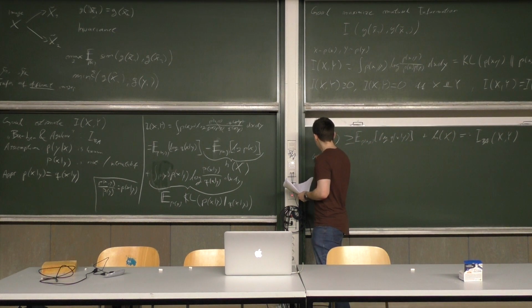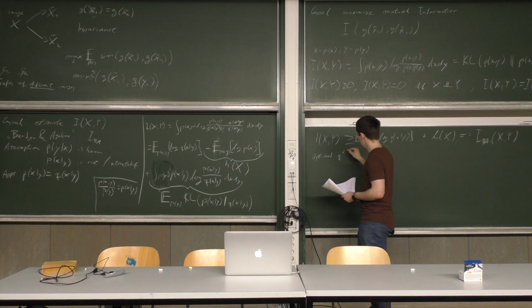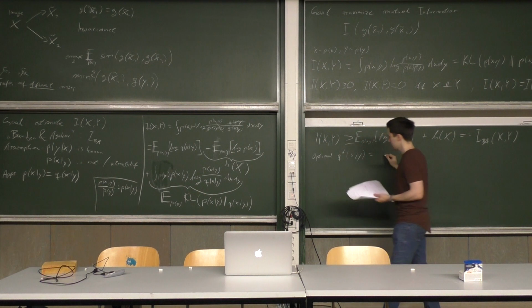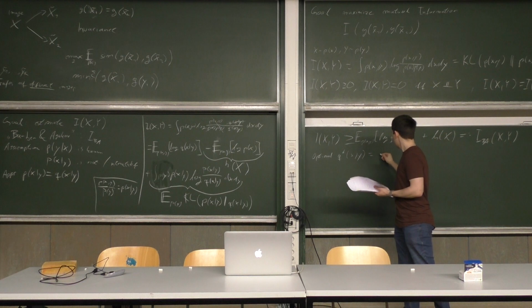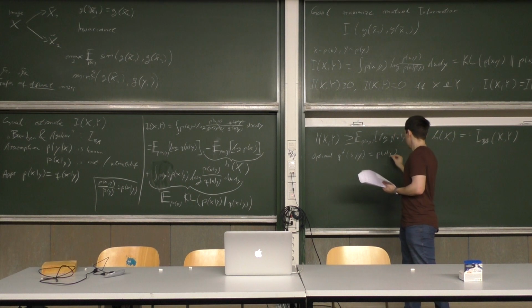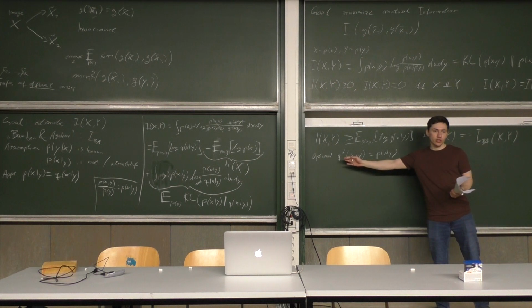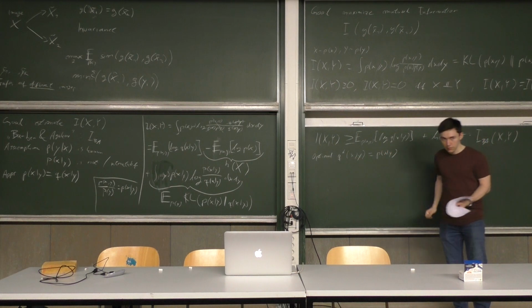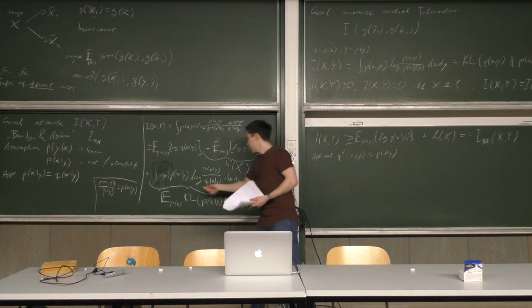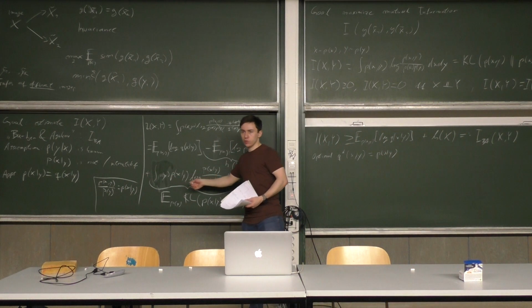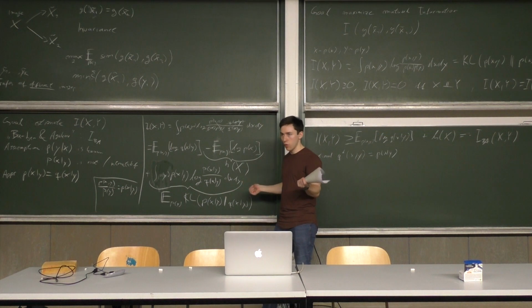So the optimal Q, let's call it Q star, is just P of x given y. So if our variational distribution Q is exactly equal to this, then this Kullback-Leibler divergence that we dropped is 0 and we have equality.